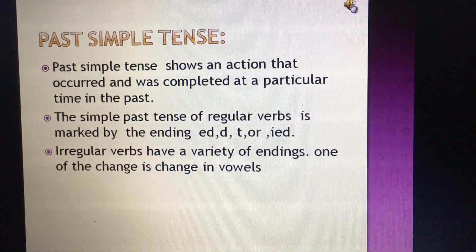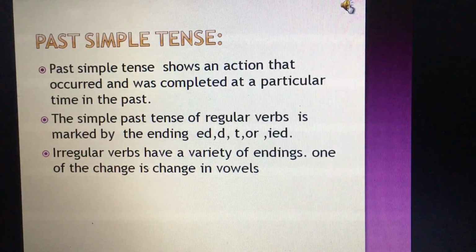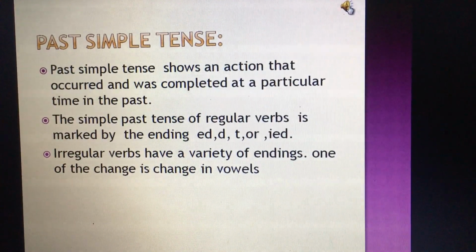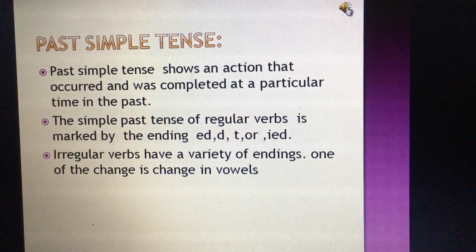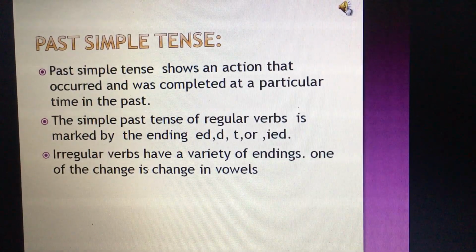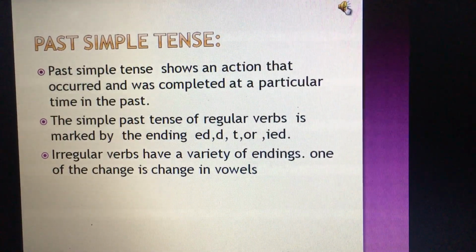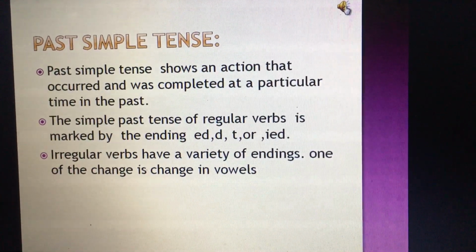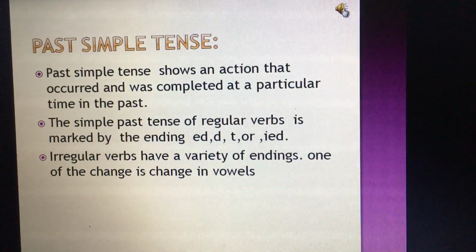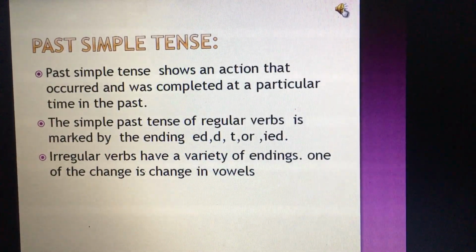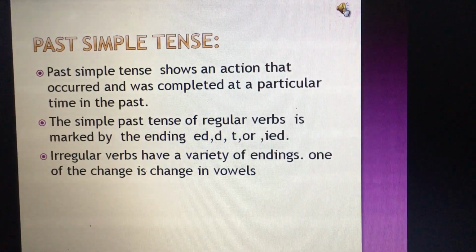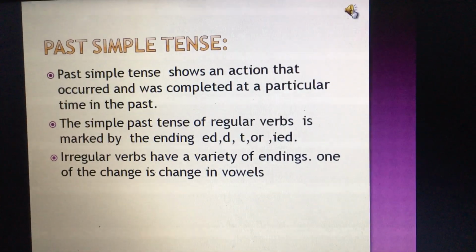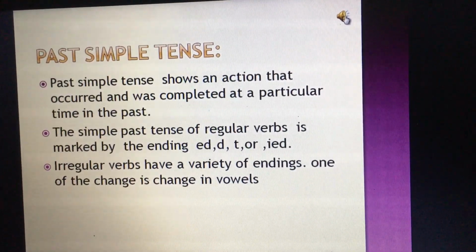Past simple tense. Past simple tense shows an action that occurred and was completed at a particular time in the past. The simple past tense of a regular verb is marked by ending ed, d, t or ied. Whereas the irregular verbs have a variety of endings. One of the changes is the change in the vowels.